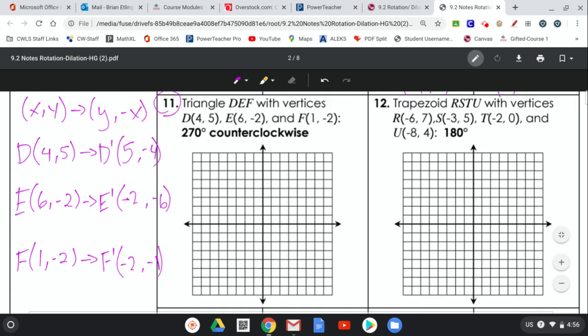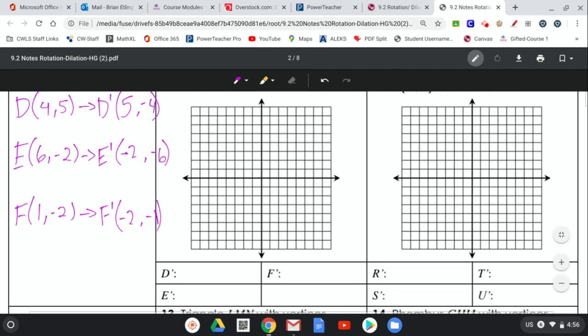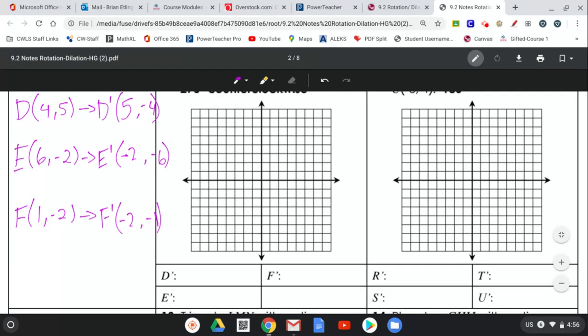So just to finish out number 11, we went through. So yeah, for D, the coordinate is going to be 5, -4. For F prime, it is -2, -1. And then for E prime, it is -2, -6. Okay. So hopefully that isn't too terribly difficult.